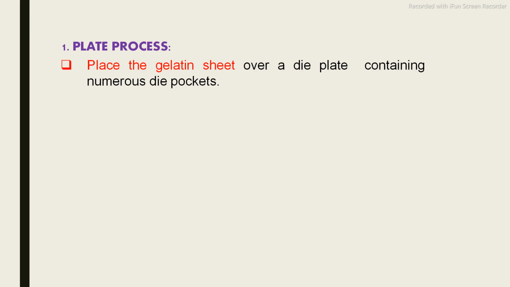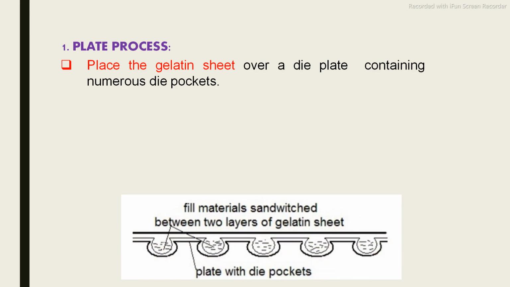So place the gelatin sheet over a die plate. Here in this image you can see the lowest layer is called the die plate, the middle layer is called the gelatin sheet, and the topmost is the second layer of the gelatin sheet. You have to place the gelatin sheet over the die plate, and once it is placed, you have to apply the vacuum.